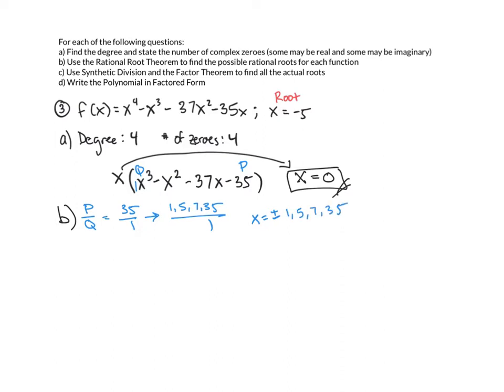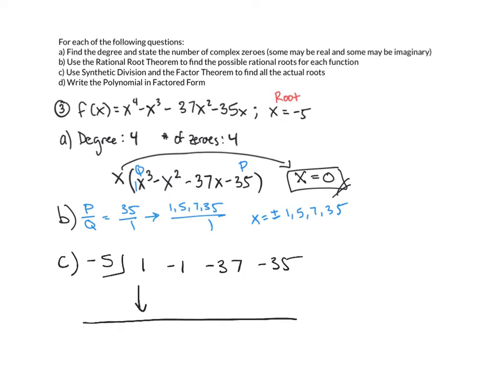So we have 8 different numbers we can choose from to guess and check with all these positive and negative versions. But the cool thing is, they already told us what to start with. We're going to start with a -5. So we're going to start with a -5 in our root box, and now we're going to list out all of our coefficients and use some synthetic division.